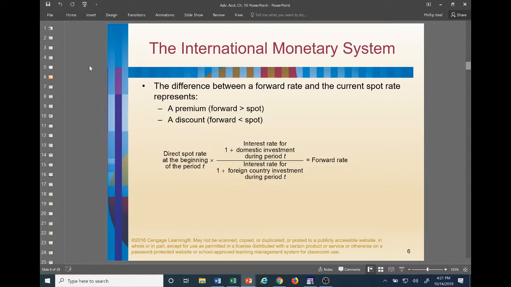If the original fixed forward rate is greater than the spot rate at inception, then the contract is said to be a premium. We've already established that. So at inception, the difference between the forward and spot rates represents a contract expense or a contract income to the purchaser of the forward contract.